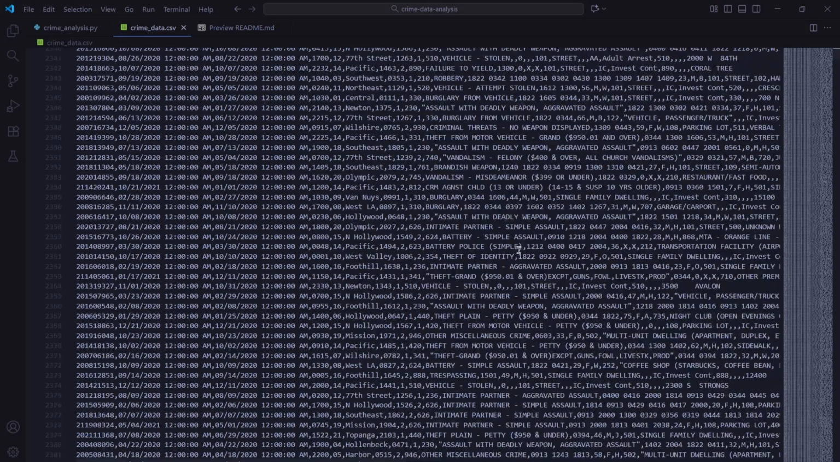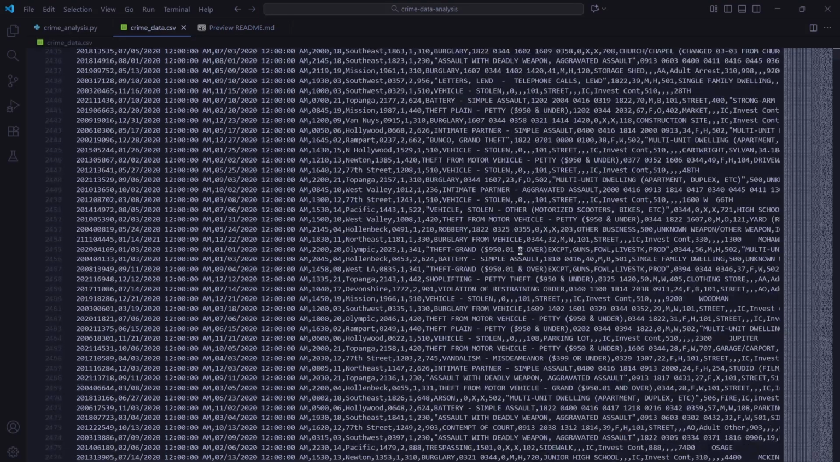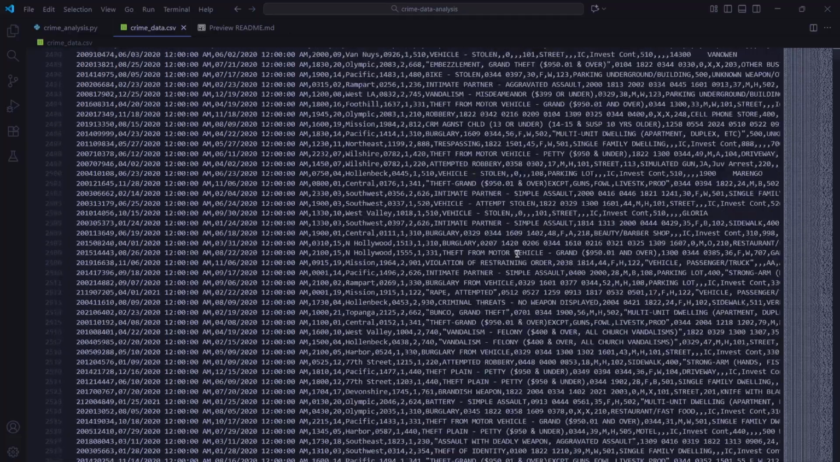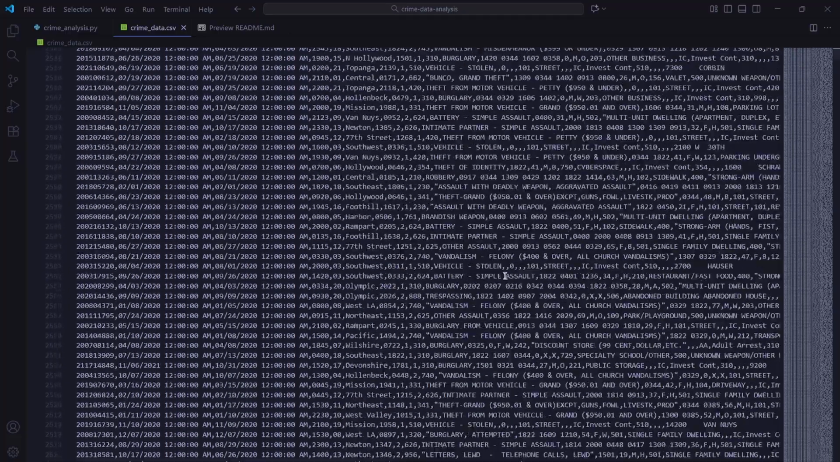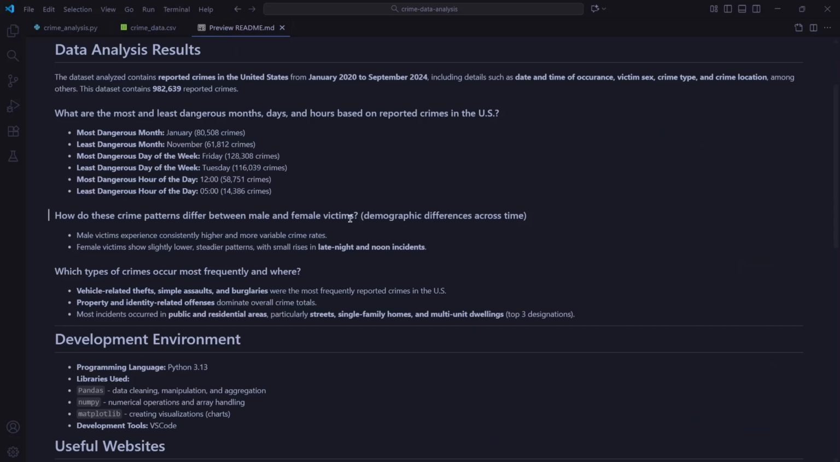And this is what it looks like once you get it into Python. So you can scroll through here all day and you probably won't see the end of this file. But to analyze this, I used Python along with Pandas, NumPy, and Matplotlib. And I did all of this using VSCode.